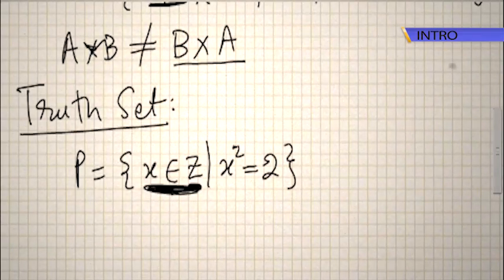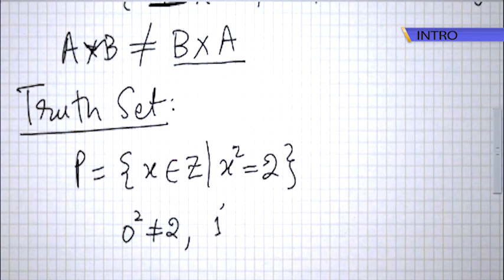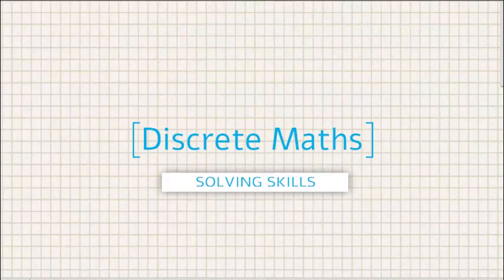You are trying to find an integer for which x square is equal to 2. Let's try it out. The square of 0 is not equal to 2. Square of 1 not equal to 2. The square of 2 is not equal to 2.